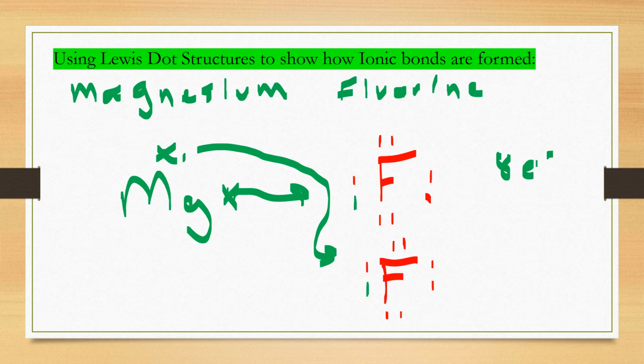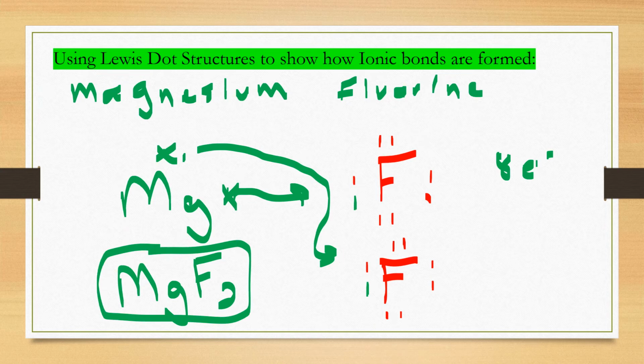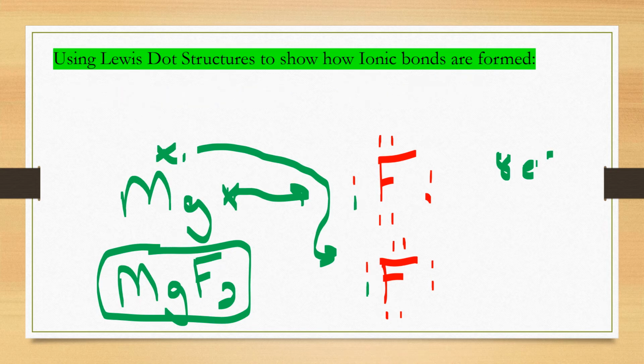Each of those fluorines now has 8 valence electrons, so magnesium gave, fluorine took, and what we're left with here is Mg and 2 Fs, which we write as a subscript: magnesium fluoride. Okay, and let's just do one more for practice to see how this is done.